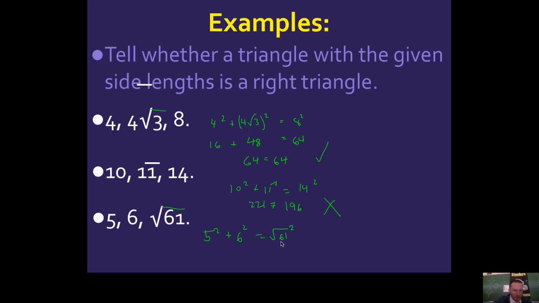Okay, now evaluating this looks difficult. Square root of 61 squared. The squared is multiplying this with itself. So if you are unsquaring something and then squaring it again, you're basically just canceling those two operations out. Square root of 61 times itself gives you 61. What is 5 squared plus 6 squared? It also gives you 61. This is a right triangle if you have these lengths.